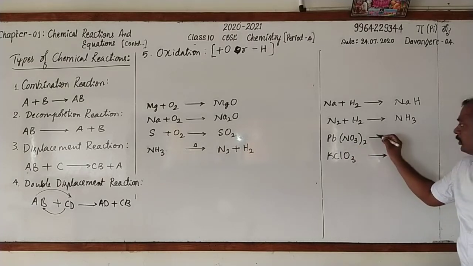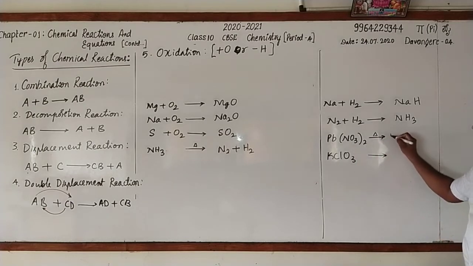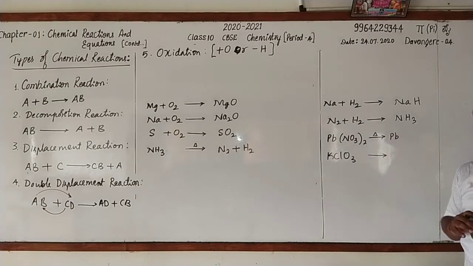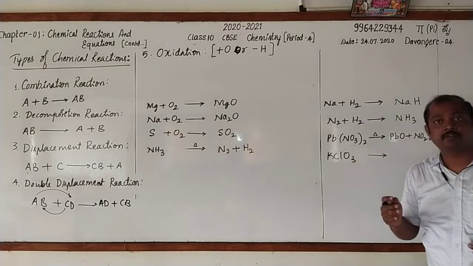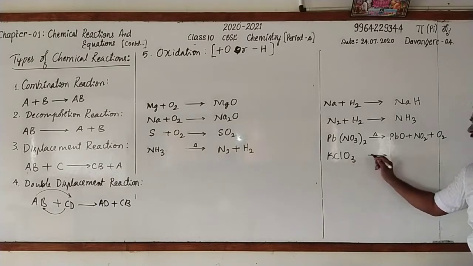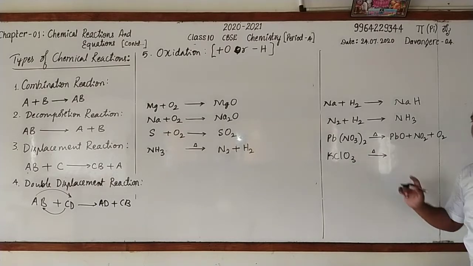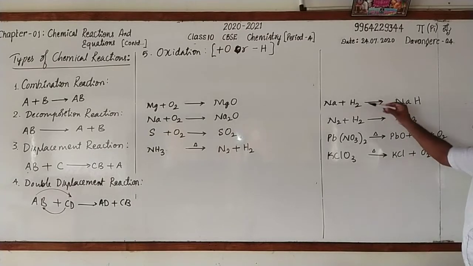Observe it. Pb(NO3)2. What happens when Pb(NO3)2 is heated? We are very familiar. We have already come to know in the case of decomposition reactions, lead oxide is formed. Then nitrogen dioxide, the brown color fumes that will come out, are nothing but nitrogen dioxide. Then oxygen gas is released. Right? Then KClO3, potassium chlorate. On heating potassium chlorate, we get KCl plus O2. Did you understand?